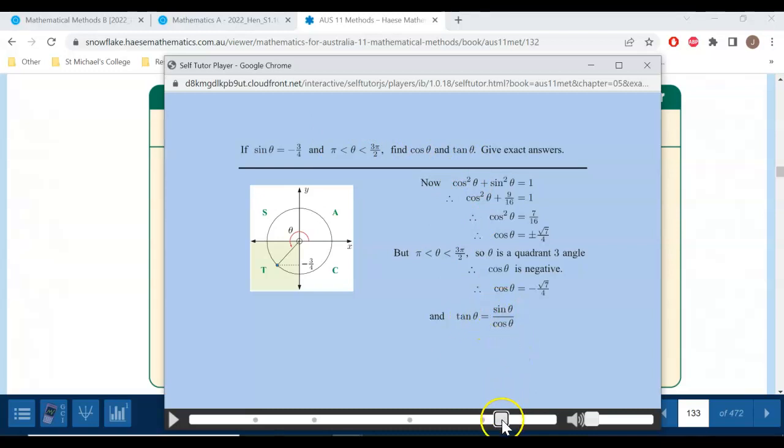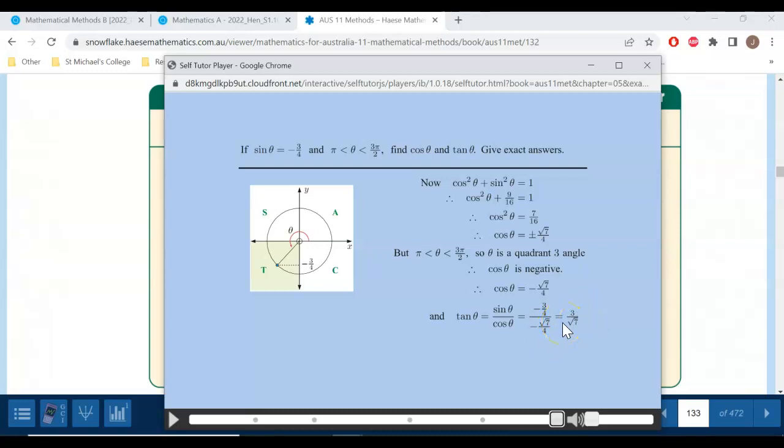We know that tan theta is the same as sine theta over cos theta. So let's just substitute in those values. We've got one fraction over another. When we have something like this, we can flip the numerator and the denominator to make this a multiplication. So this ends up being the 3 over the square root of 7.